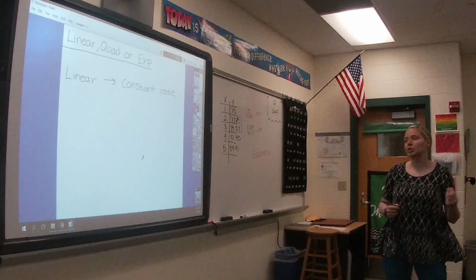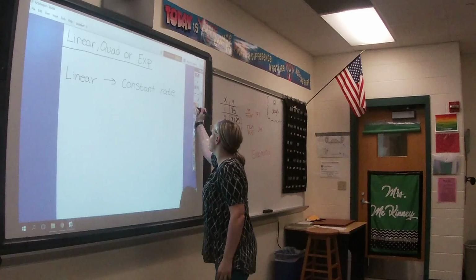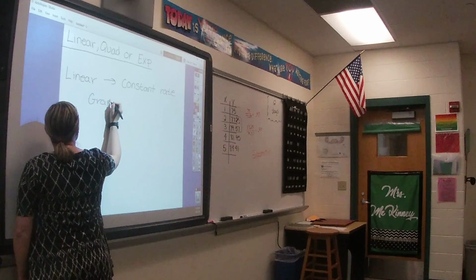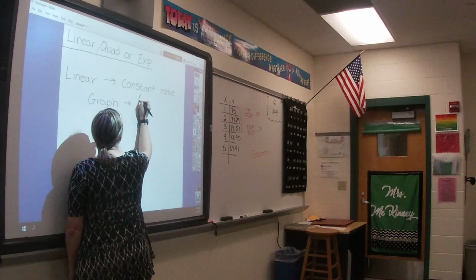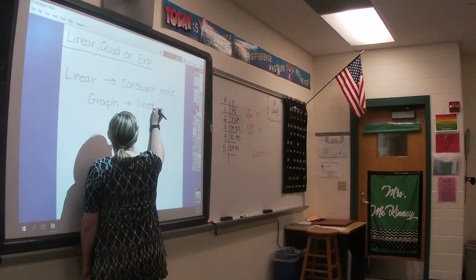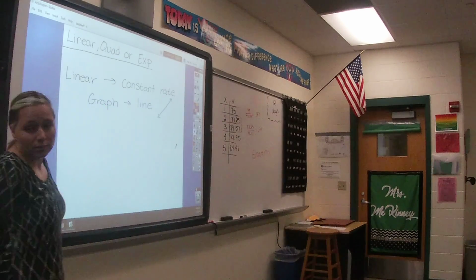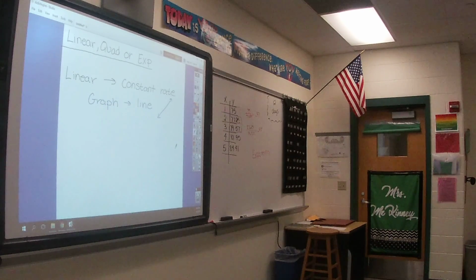So there's one of the pieces actually, you just told me: a linear graph is a line. It doesn't have to be horizontal or vertical. It just can't be a circle.